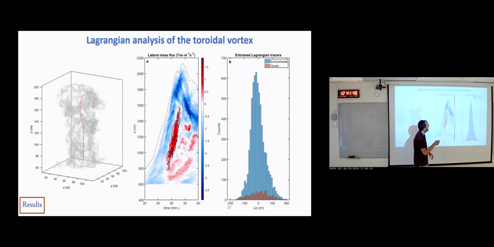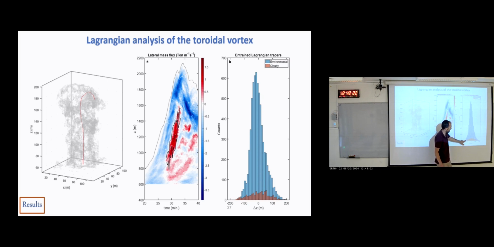This is the histogram of the particles that were entrained by the toroidal vortex. And now I can see what's the origin of those particles. Where did they come from? Did they come from the cloud top or did they come from the environment? So that's the delta Z. So this is, did they go down or up? So first of all, for the toroidal vortex, they must have gone down. They came from the cloud top and went down, right? But then also, they had to be cloudy. They had to leave the cloud. So all the blue histogram here is those that left the cloud and then were entrained back into the cloud.